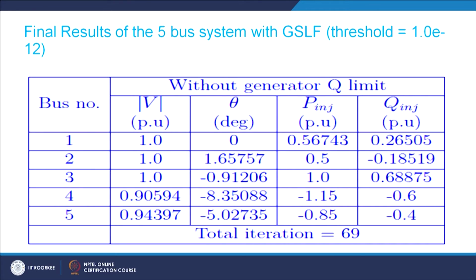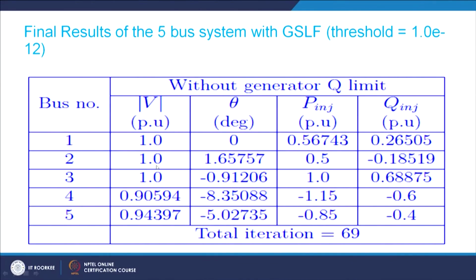So in these final results, we have simply given V theta, that is the voltage magnitude, angle, injected real power, and injected reactive power at all these buses. And here we are saying that it is without generator Q limit, because we have taken these limits to be pretty high, minus 5 per unit to plus 5 per unit. So we can see, because there is no generator Q limit, for bus 2 and bus 3 voltage magnitudes are maintained at 1.0 per unit, although their angles are not equal to 0.